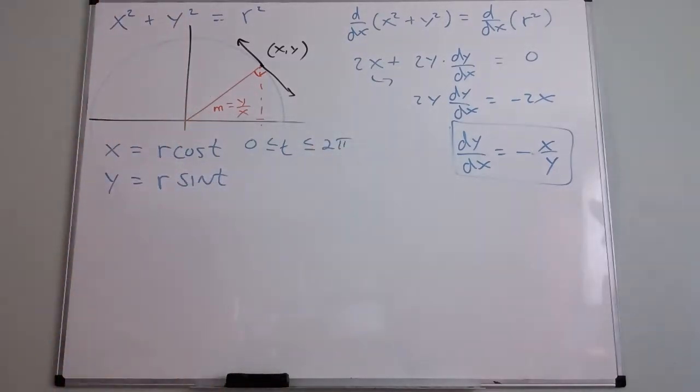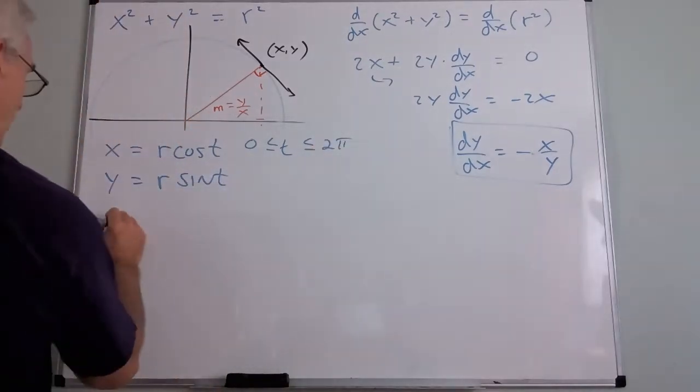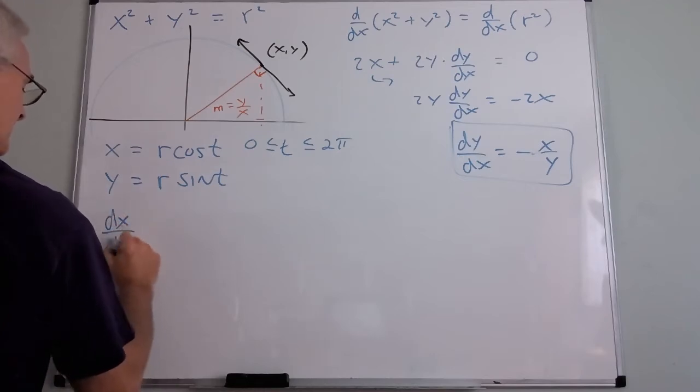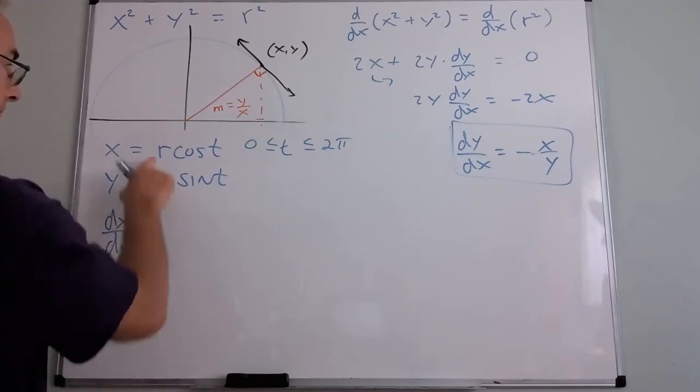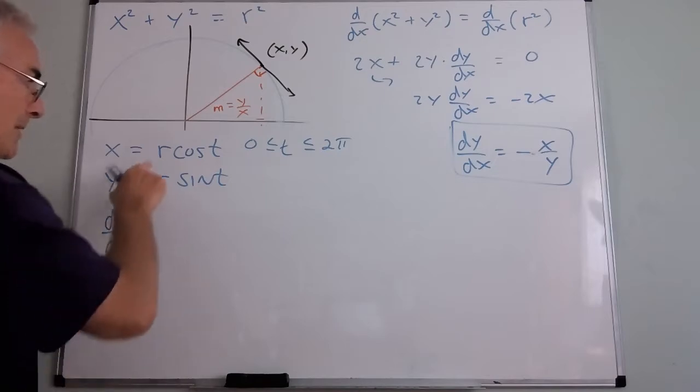Now let's do what we just did a moment ago. Let's do dx/dt and dy/dt. So dx/dt is, what's the derivative of this with respect to t? Remember, r is a constant.